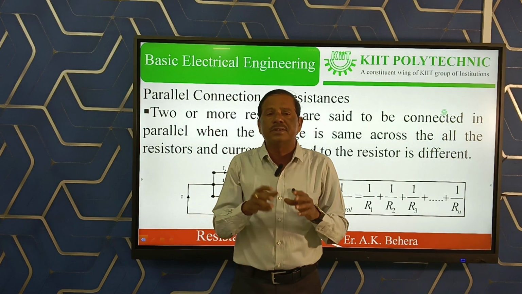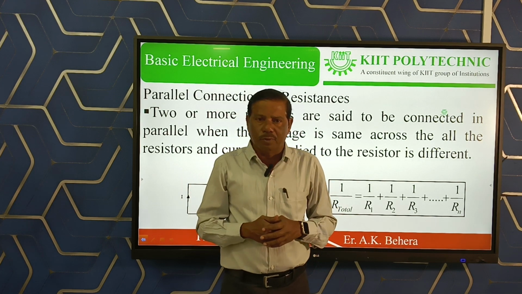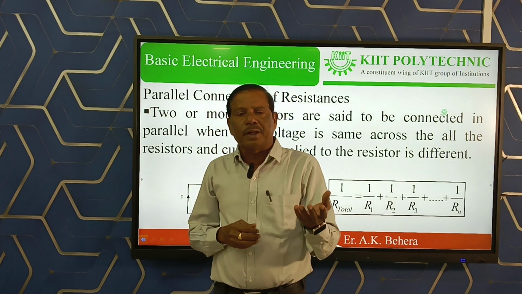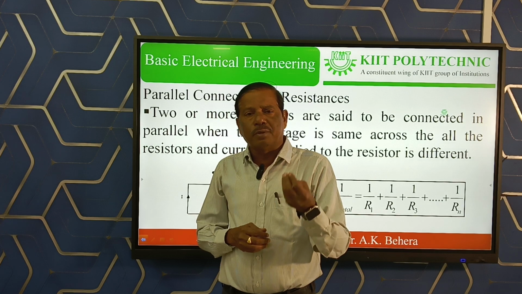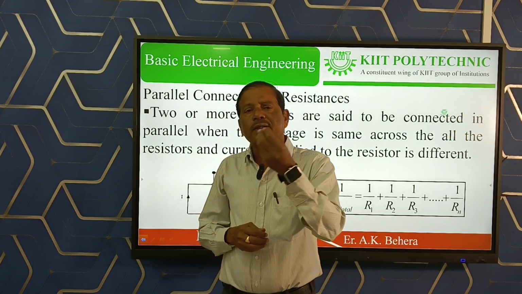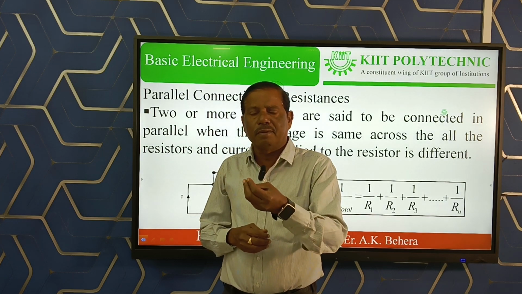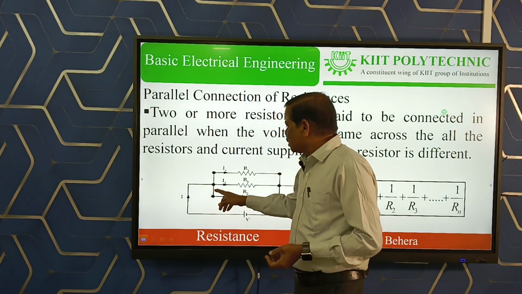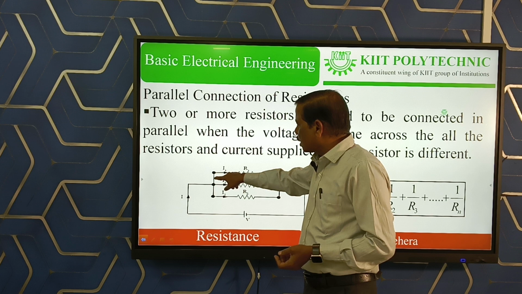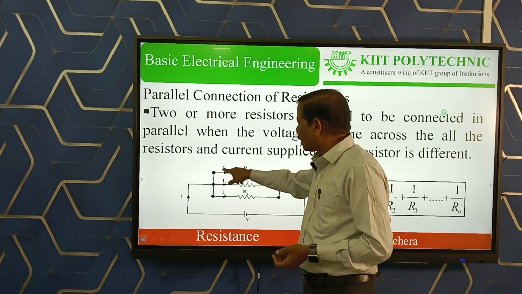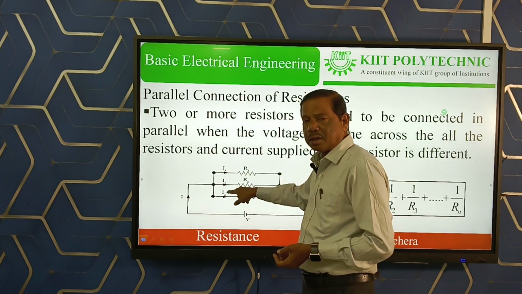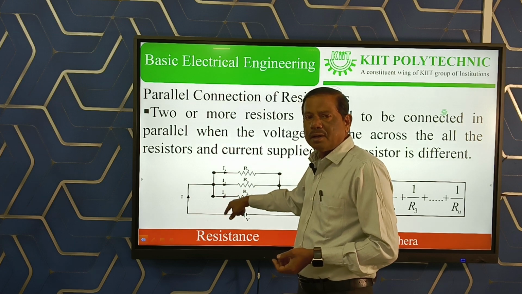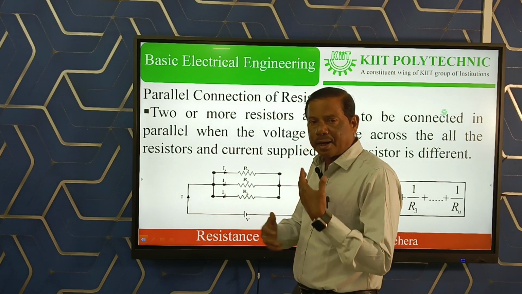A live example is our domestic wiring connection. We have different home appliances, and whichever we don't need, we can switch off that particular load, and the other things we can run. Here you can see, suppose a switch is connected on this side and it is turned off, the current will not go through, but these two will run. So that is the advantage of parallel connections.